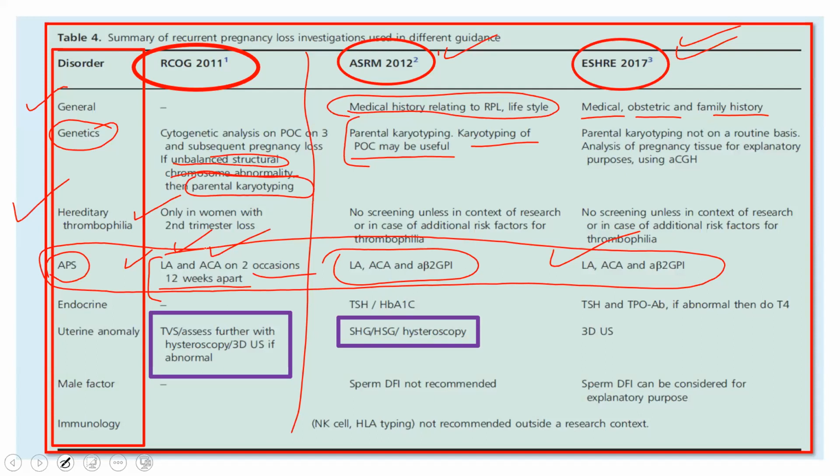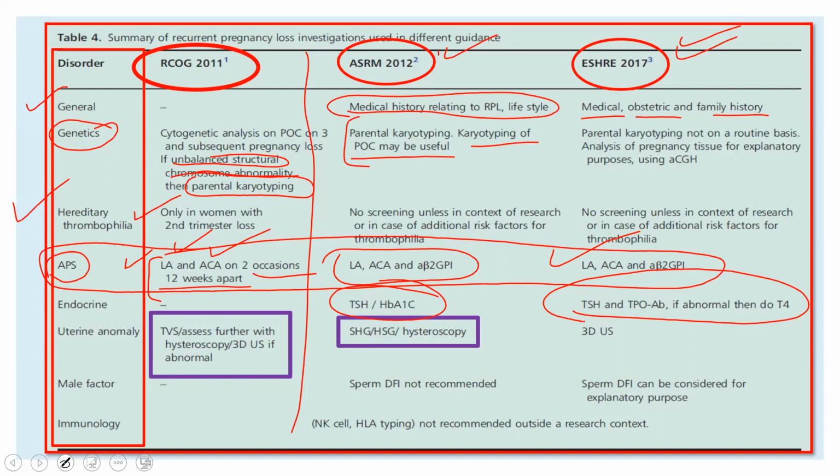So yes, we can go for the serum TSH as well. ASRM says that yes, TSH and hemoglobin A1C should be done. European guidelines say that yes, thyroid stimulating hormone and thyroid peroxidase antibody, we have to do it.